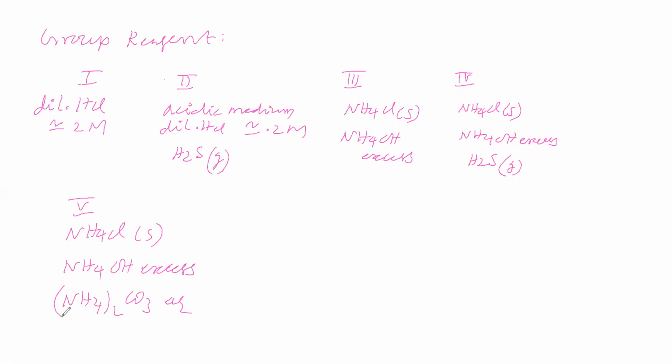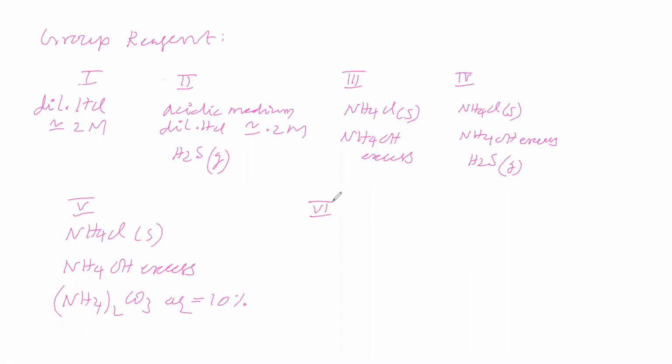Ammonium carbonate aqueous solution is a group 5 reagent. Ammonium carbonate solution is a 10% solution. So for group 5, the reagents are ammonium chloride solid, ammonium hydroxide in excess, and ammonium carbonate aqueous solution, a 10% solution. Okay. Then group 6, magnesium.